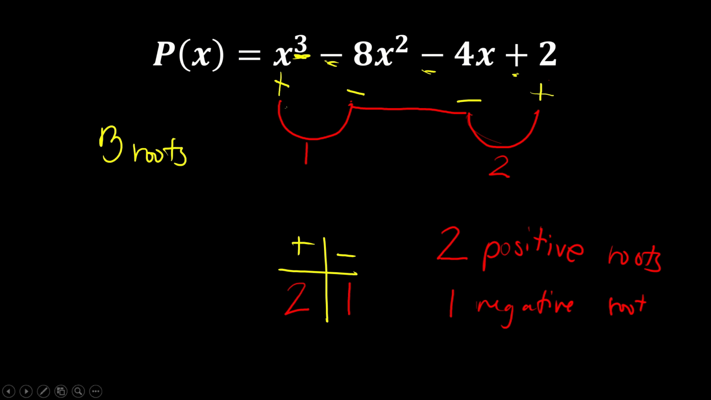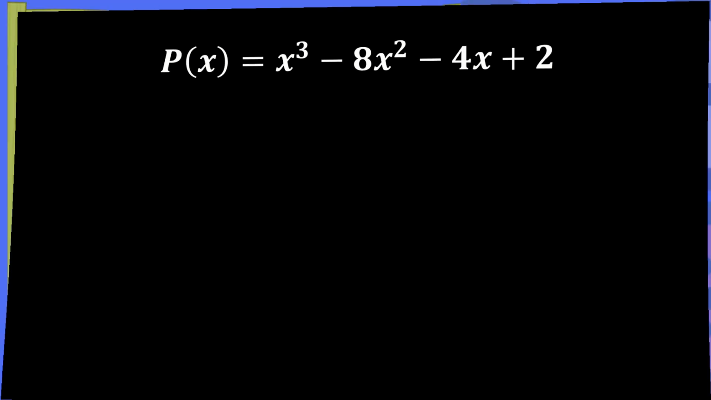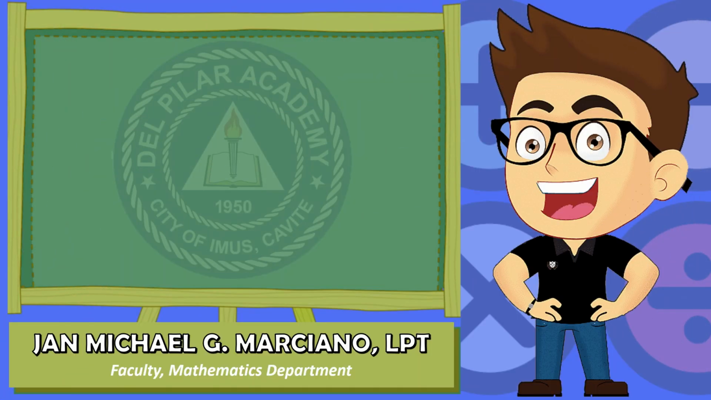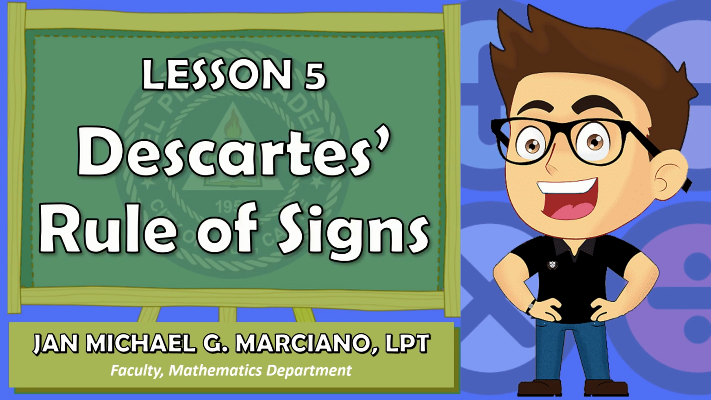So that is the Descartes rule of signs. Malalaman yung importance nito once we go to the next lesson, and that is the integral zeros theorem. Okay, again, grade 10, that is lesson number 5, the Descartes rule of signs.